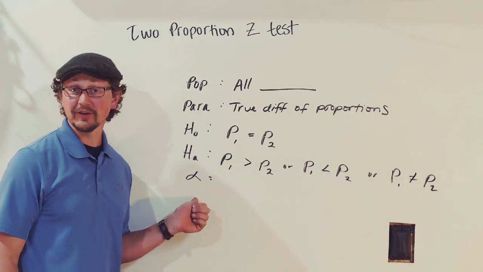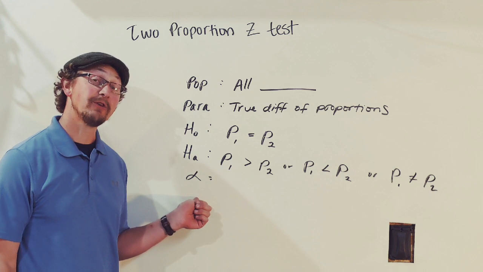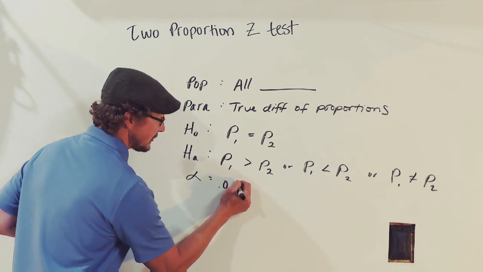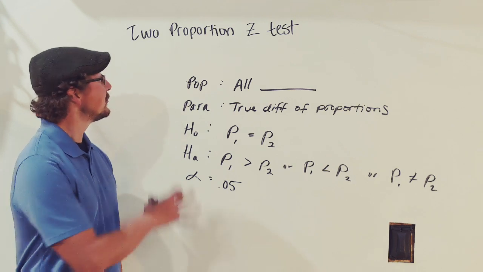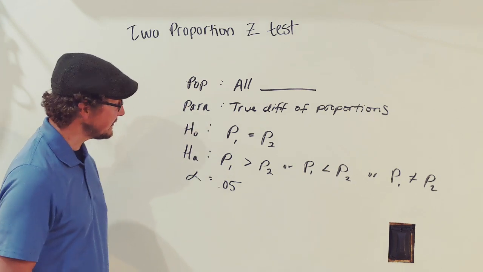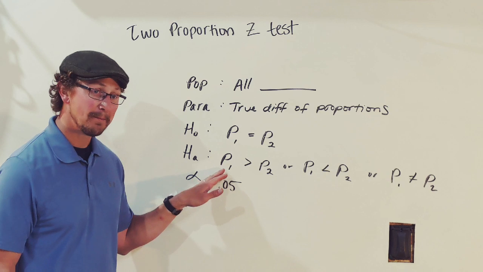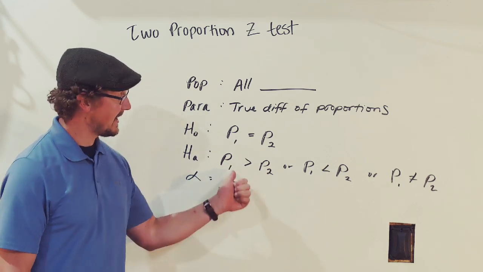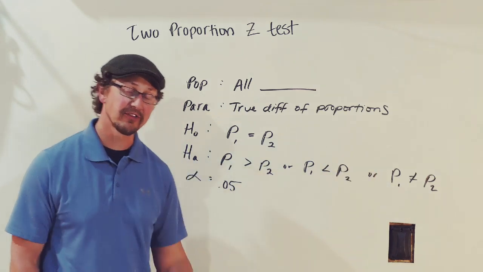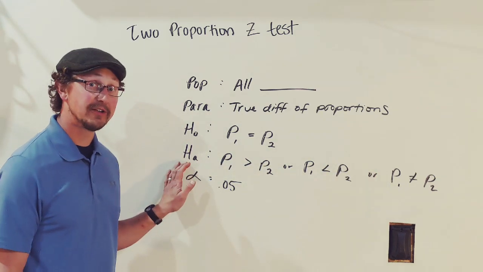And our significance level, as always, defaults to 0.05 unless otherwise specified. So very, very similar to how we've been doing it. Just note we are now comparing proportion 1 against proportion 2 and the 3 different iterations that can take place in our alternative hypothesis.